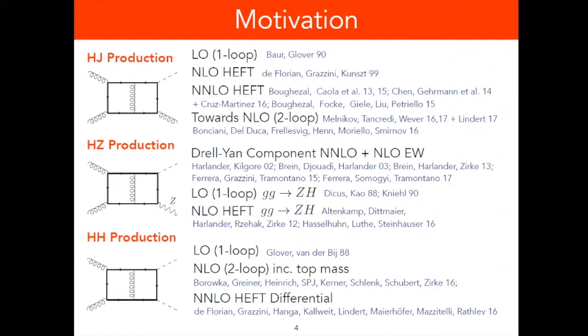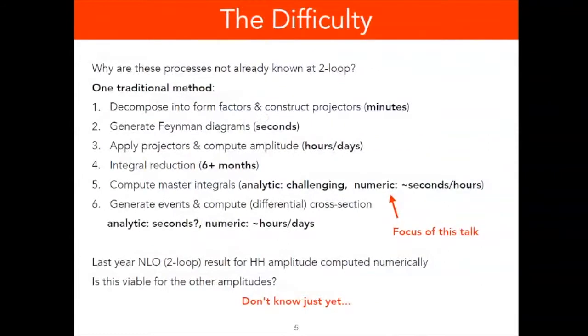And we've also got the next leading order result in the EFT for this by several groups. For double Higgs production, the situation is a little bit different. Last year, we were able to compute numerically the full next leading order result, including the top quark mass. And obviously the important question for us is whether we can do this again with these other processes. Also known is the next leading order differential results for the EFT for this group, also last year.